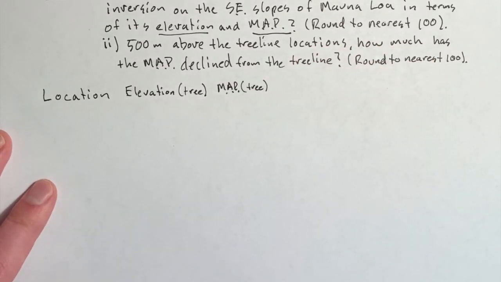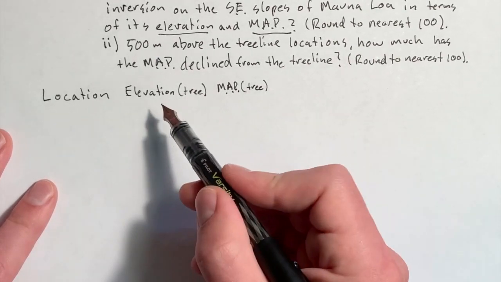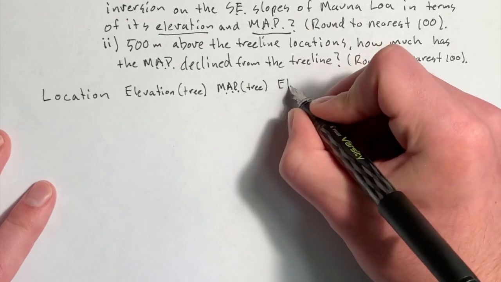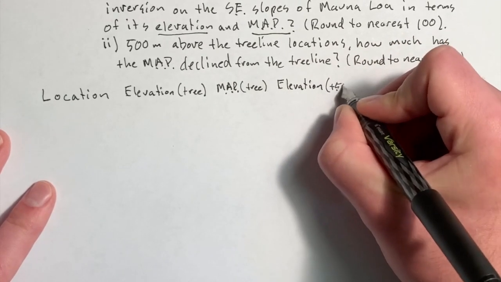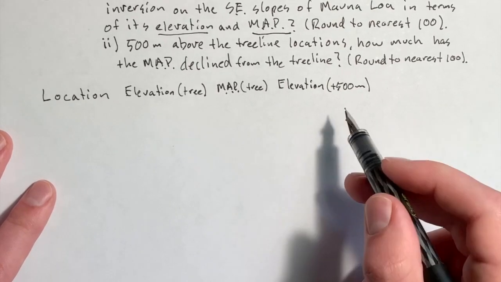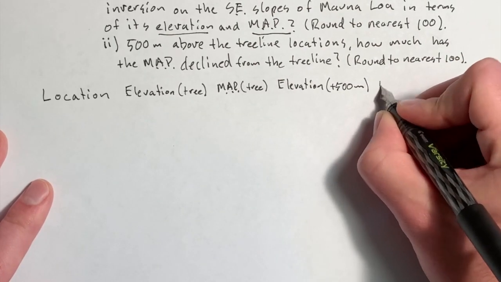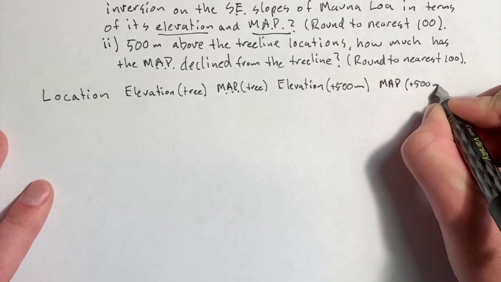We also need to find out what the elevation is 500 meters above our tree line elevation. So our elevation plus 500 meters. And we also need to find out what the mean annual precipitation is at that location, 500 meters above our original elevation. So our MAP plus 500 meters.